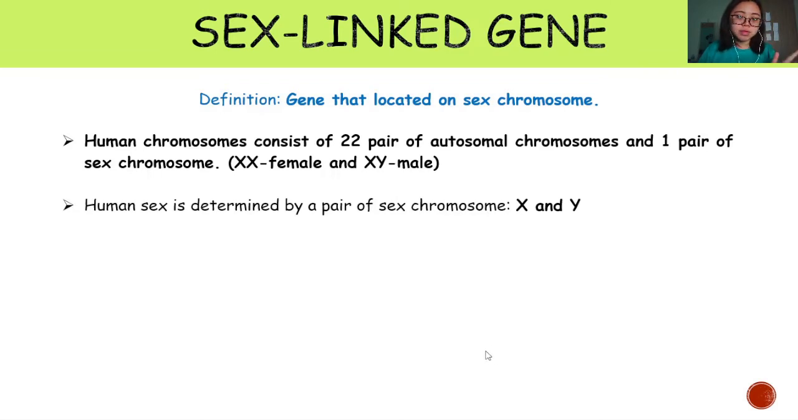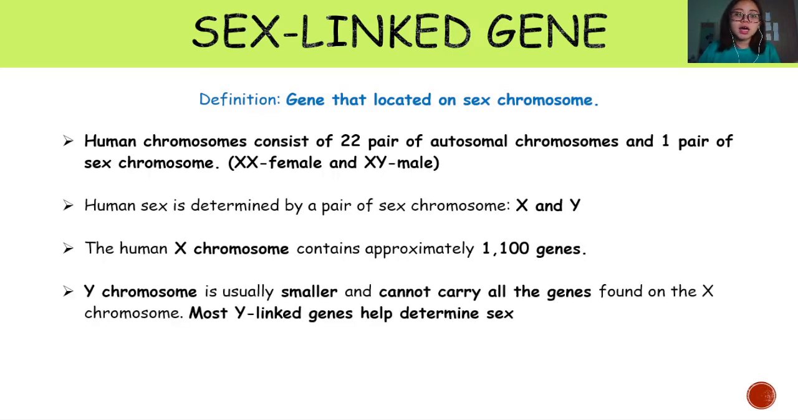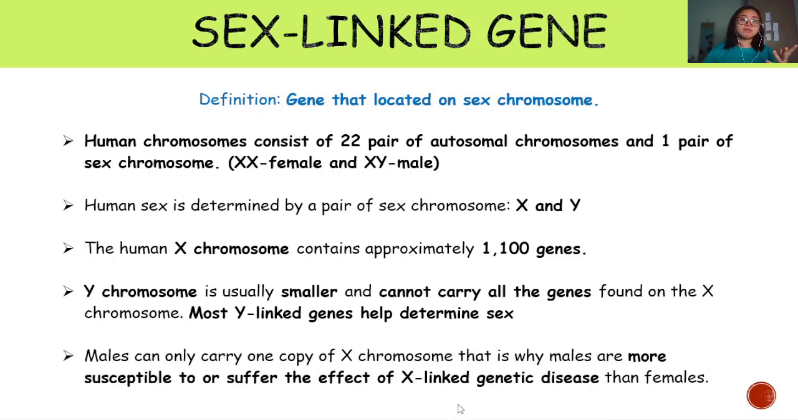Okay, human sex is determined by sex chromosomes X and Y. The human X chromosome contains approximately 1,100 genes. The Y chromosome will not have that many genes. As you saw in the picture earlier, the Y chromosome is much shorter than the X chromosome, although it determines whether an individual is male or female. Okay, so the Y chromosome is usually smaller and it cannot carry all of the genes found on the X chromosome. Most Y-linked genes will help determine the sex, but the males can only carry one copy of the X chromosome.